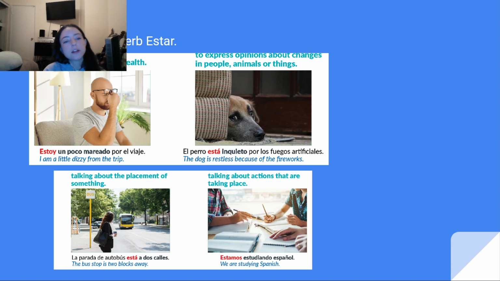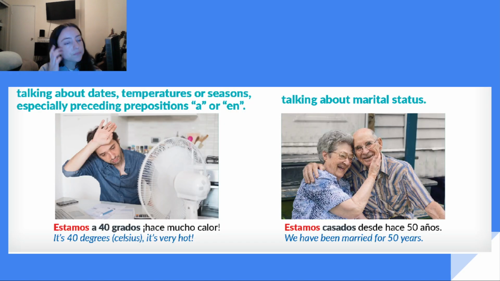We use the verb estar when we're talking about the placement of something. So la parada de autobús está a dos calles. The bus stop is 2 blocks away. We use the verb estar when we're talking about actions that are taking place. So estamos estudiando español. We are studying Spanish.